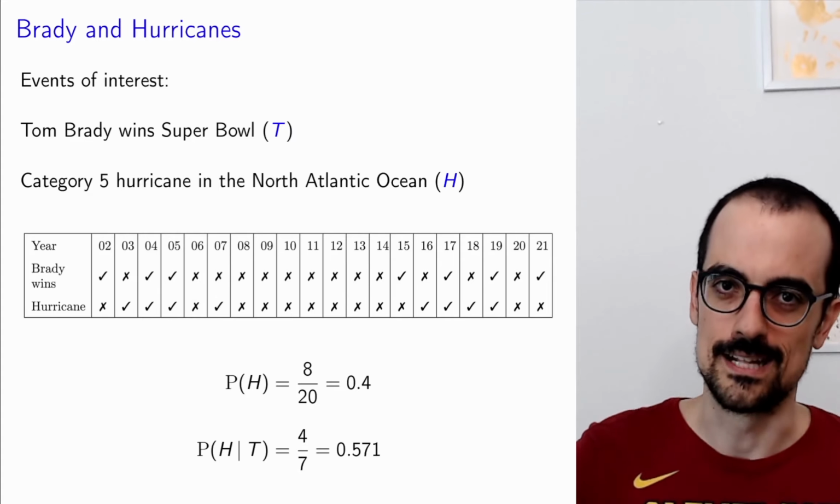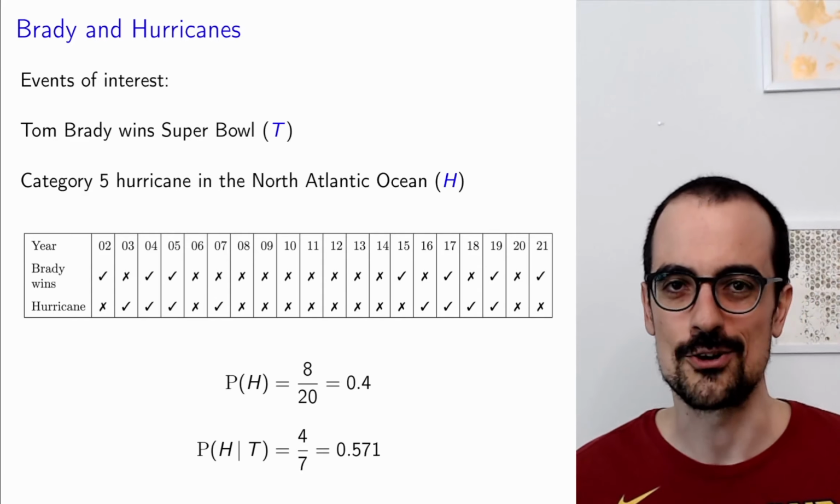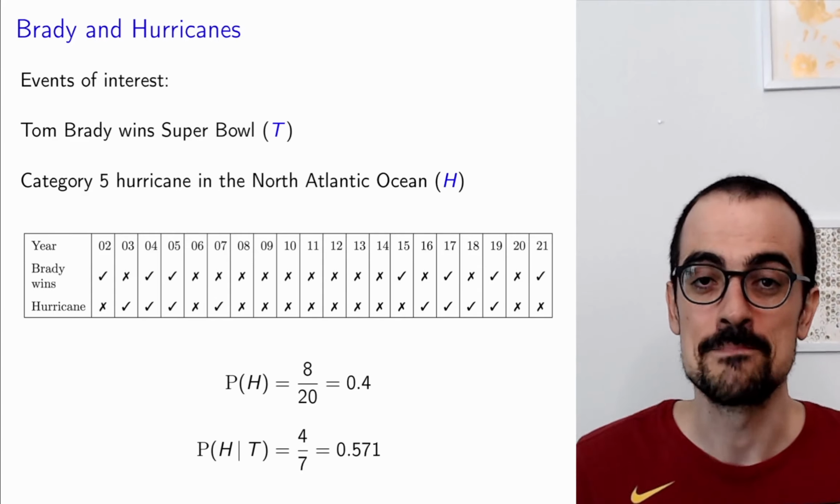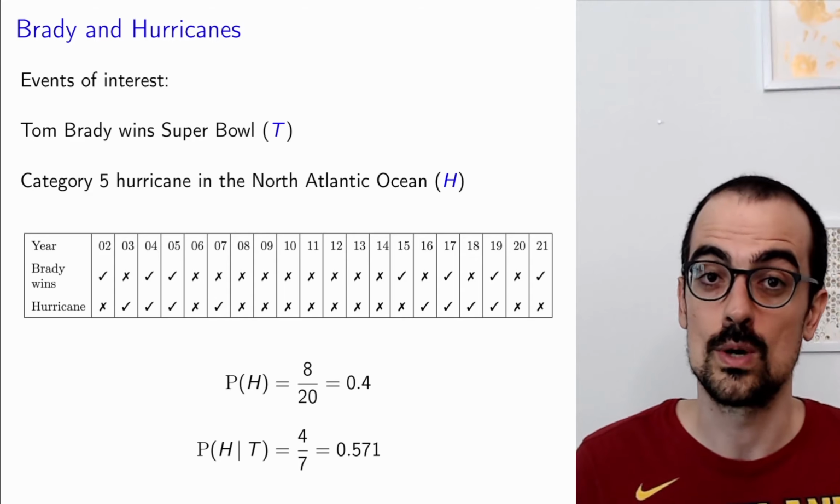So should we conclude that Tom Brady made a pact with the devil, which implies that, sure, you're going to win a lot of Super Bowls, but then there are going to be more Category 5 hurricanes in the North Atlantic? Probably not. So what's the issue here?